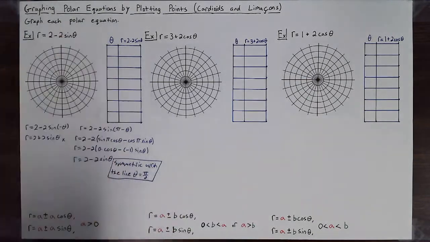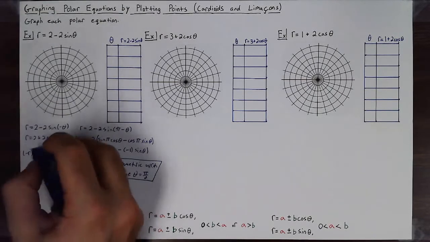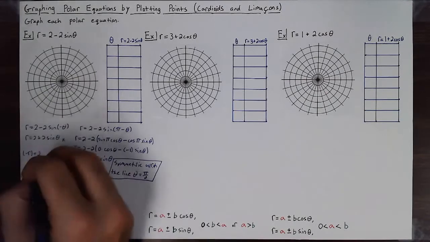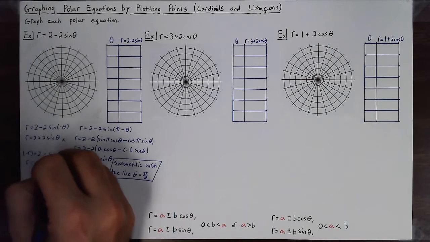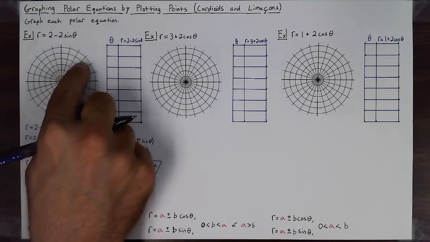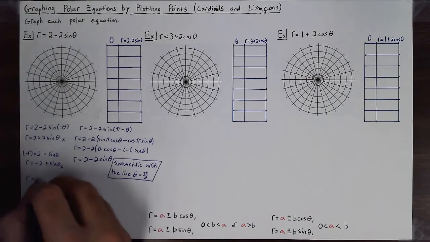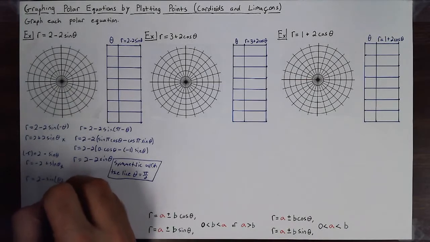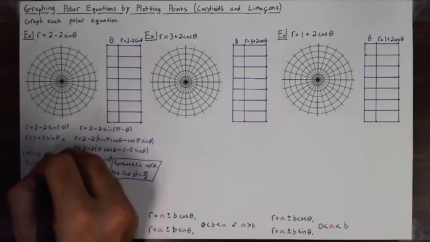Checking the other ones, I could try negative r to see if it's symmetric about the pole. When I divide by a negative, r is equal to negative 2 plus 2 sine of theta, which is not equivalent. And I can also check theta plus pi for the symmetry about the pole, which would be 2 minus 2 times sine of theta plus pi.